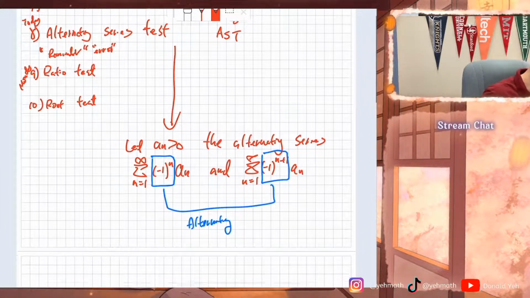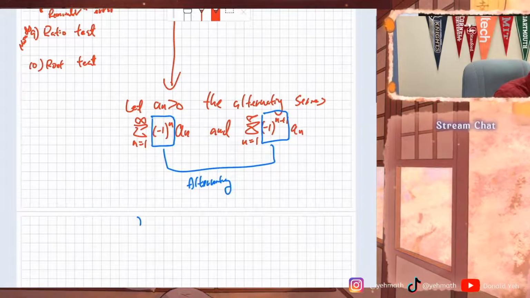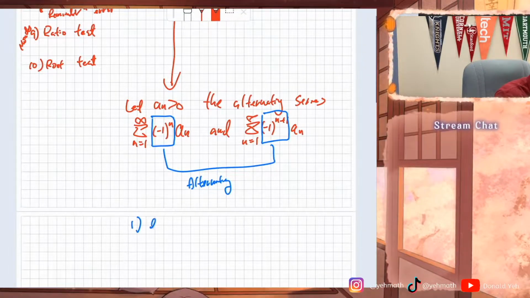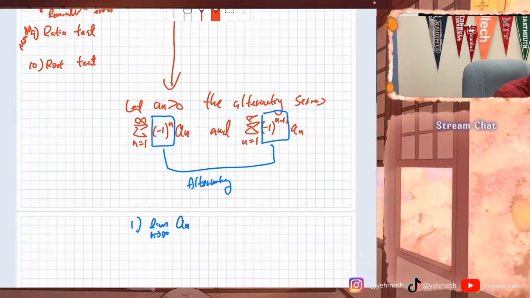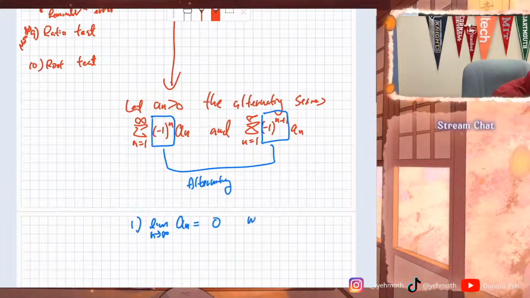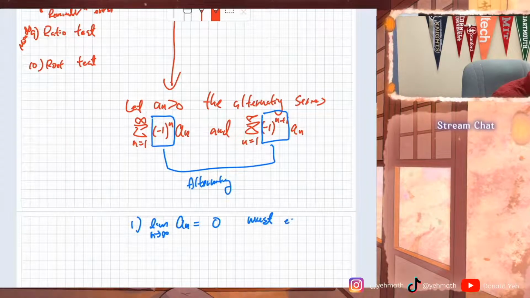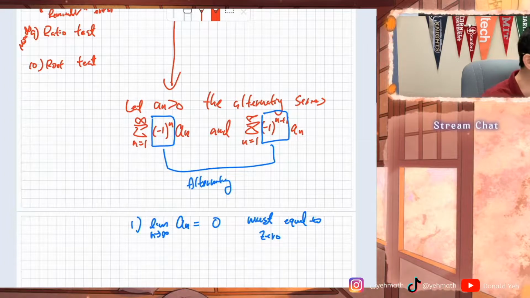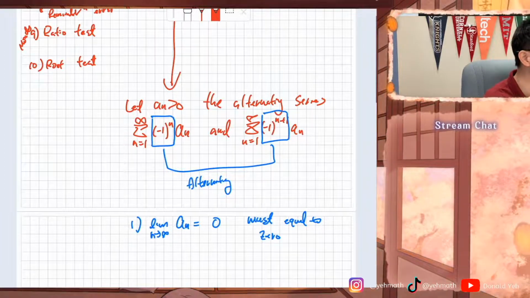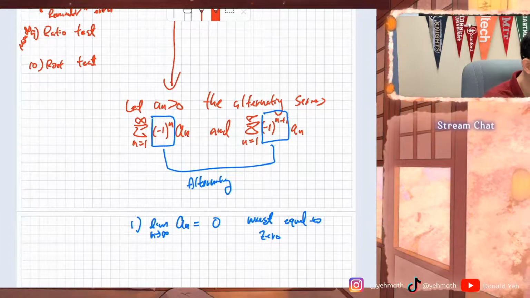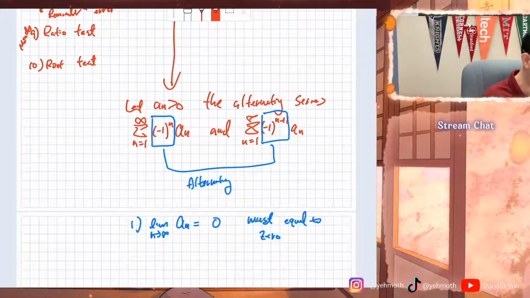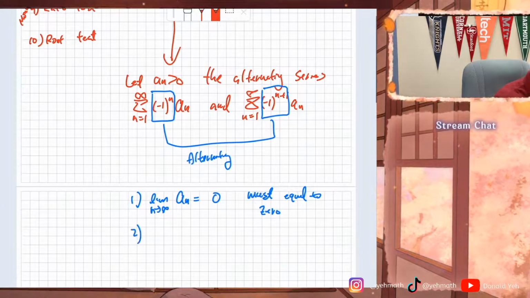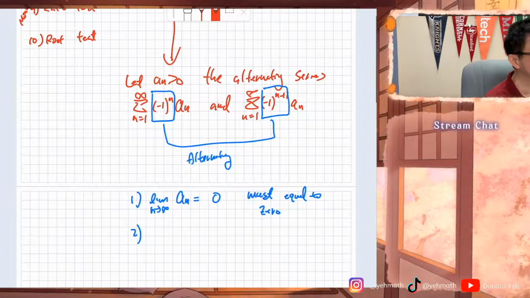What do you mean I ignore it? I only look at two things. The first thing I'm looking at is the limit as n approaches infinity of a_n must equal 0. Must equal 0. If it doesn't equal 0, then you automatically diverge.